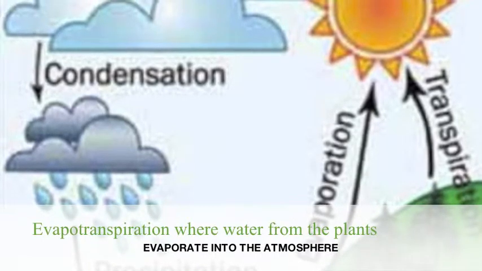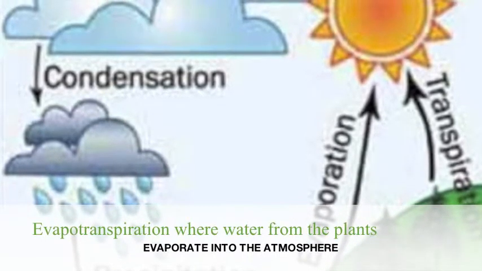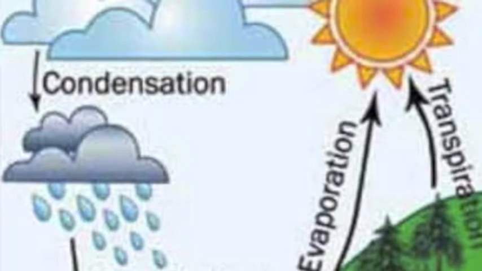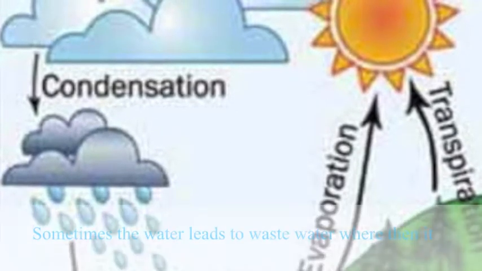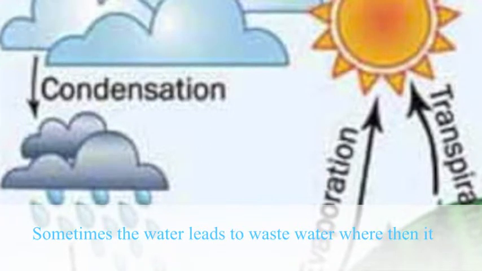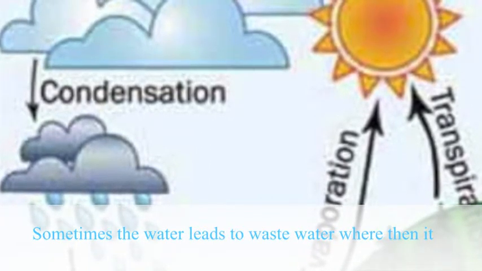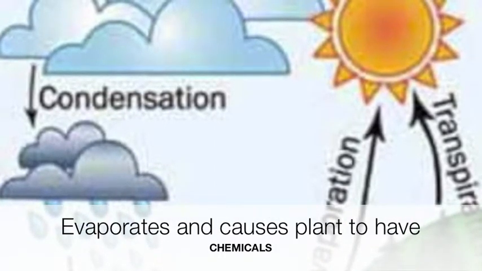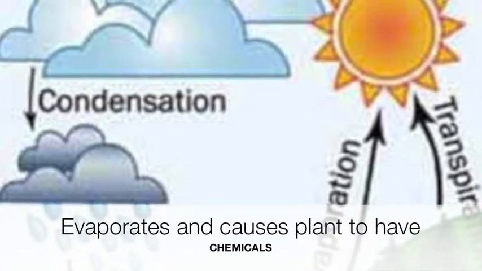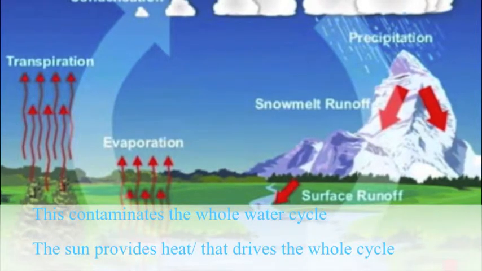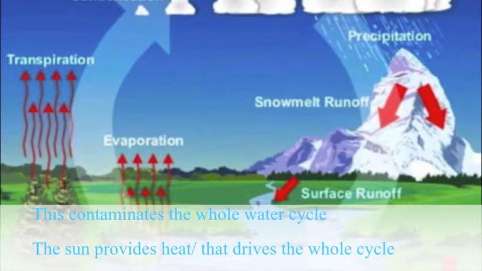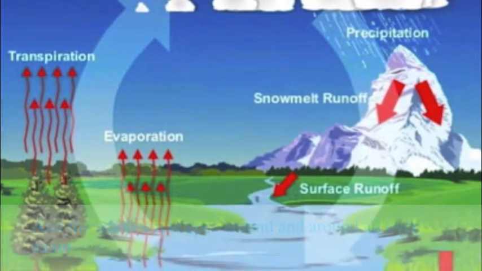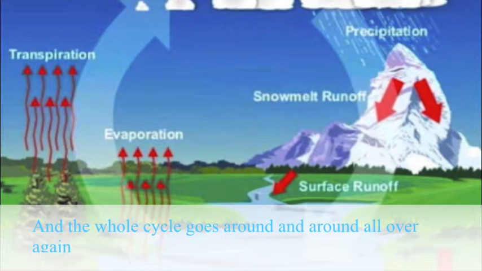Evapotranspiration is where water from the streams and plants evaporates into the atmosphere. Sometimes the water leads to wastewater, which then evaporates and causes plants to have chemicals. This contains the whole water cycle. The sun provides heat that drives the whole cycle, and the whole cycle goes around.